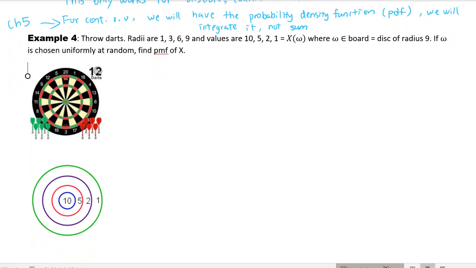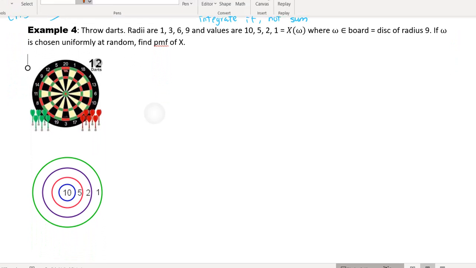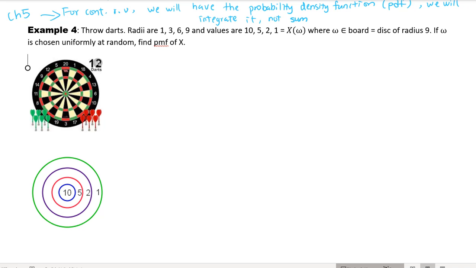Alright, so now let's look at an example of throwing darts. Have you ever thrown some darts? So let's make the game more simple. So let's just consider this picture. Okay, so the radii are 1 for this smallest circle. Okay, so the radii are 1, 3, 6, and 9. And the values are 10, 5, 2, 1 points. So when you hit the center, you get 10 points. And if you hit this red circle, you get 5 points. And then you get 2 points and 1 point, etc.